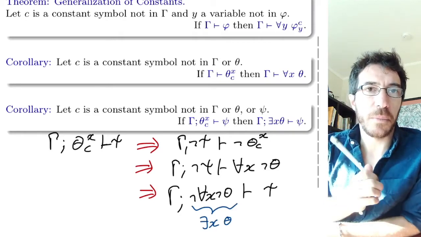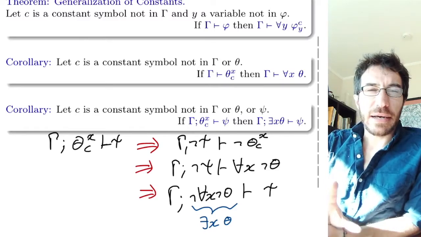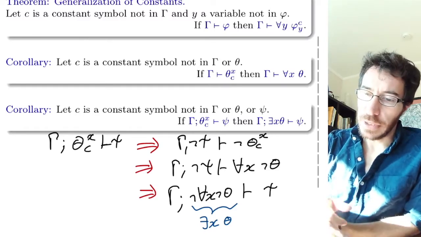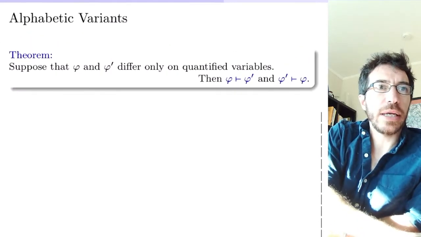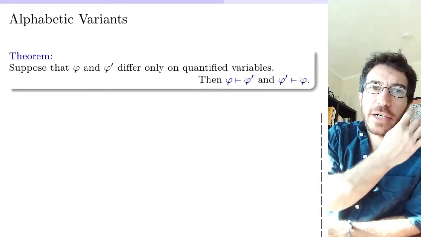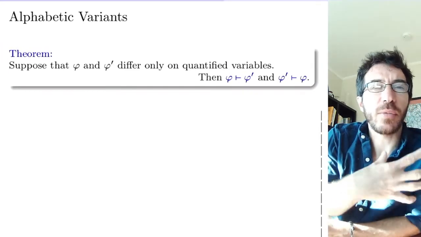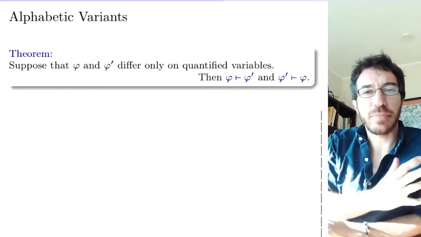All right, so those are the corollaries that we need. Let's make just a few more of these meta-theorem observations. One is called alphabetic variance. I'm not going to do the proof for this one, so you can read it in the textbook. It's similar to the other one. It's by induction on the length of the deduction, or you just play with the deductions.